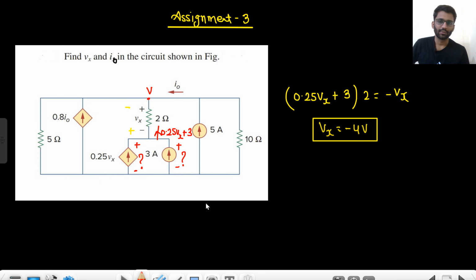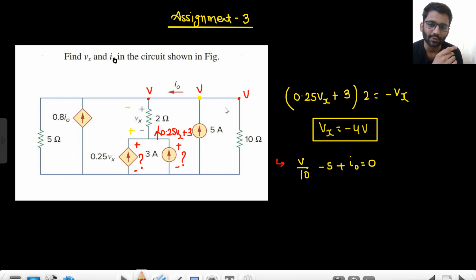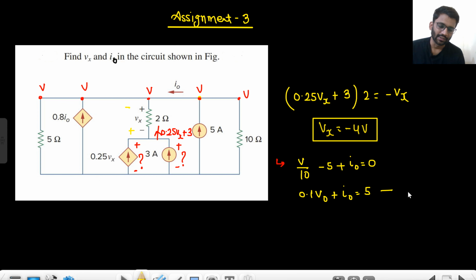So you have to apply equations now. So one equation I can see here is, what is that equation? That is V by 10 minus 5 plus I naught is equals to 0. Here I am applying, if the potential of this node is V, this node will also be V, and this node will also be V. So here I am applying V by 10 incoming current minus 5 plus I naught equals to 0. So basically 0.1 V plus I naught is equals to 5. So this is equation 1 we can write.